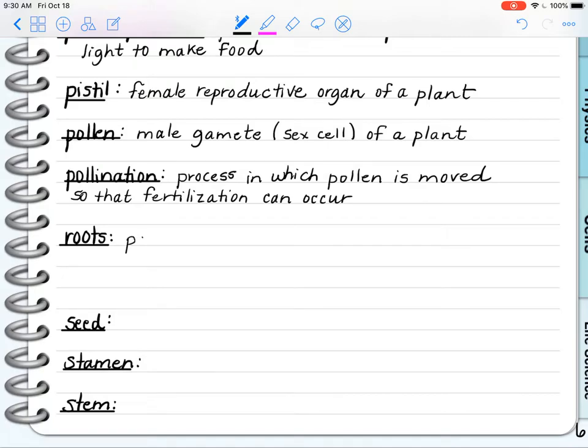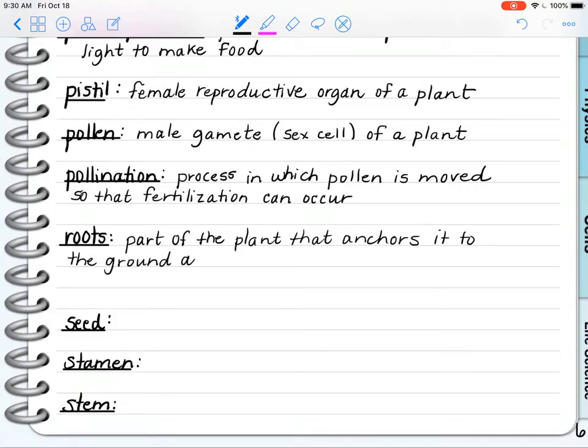Roots are the part of the plant that anchors it to the ground and absorbs, or soaks up, water and minerals from the soil.